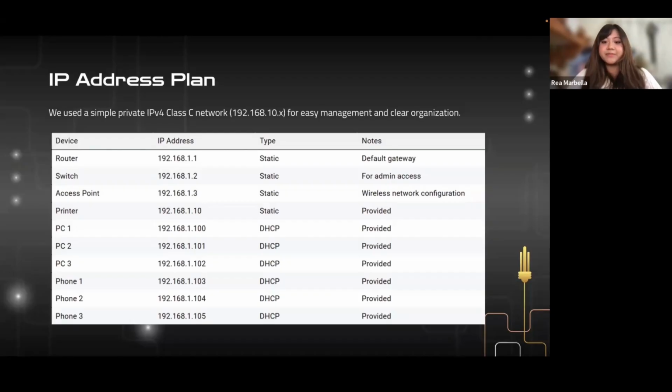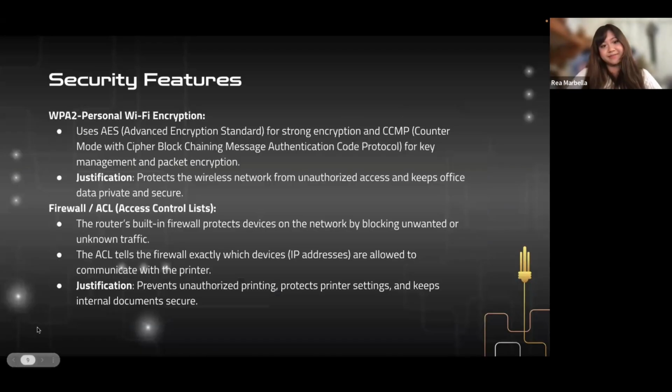Next, our client devices, the PCs and the phones, are all set to DHCP. These devices can connect, disconnect, or change over time, so letting the router automatically assign addresses is the simplest and most scalable approach. Our PCs receive addresses from 192.168.1.100 to .102, and the phones from .103 to .105, which keeps the addressing clean and grouped by device type. Overall, this IP plan ensures reliability for our core network devices while keeping things flexible and low maintenance for everyday users. Now I will hand it off to Pramita for security features.